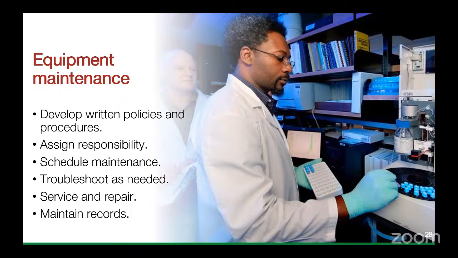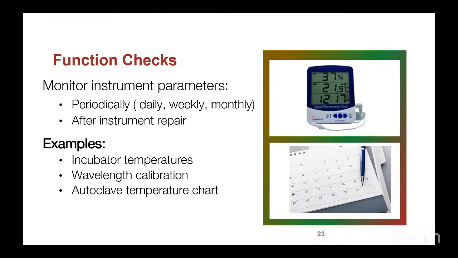It is the responsibility of the lab to have a documented procedure for their equipment maintenance. Function checks: monitor instrument parameters periodically, daily, weekly, monthly, and after instrument repair, to see if it is working appropriately. Some of those function checks could include incubator temperature, wavelength calibration, autoclave temperature chart, etc. That's why sometimes when you are initializing an equipment, you see some of these function checks.